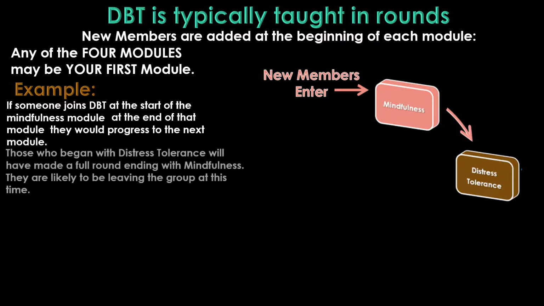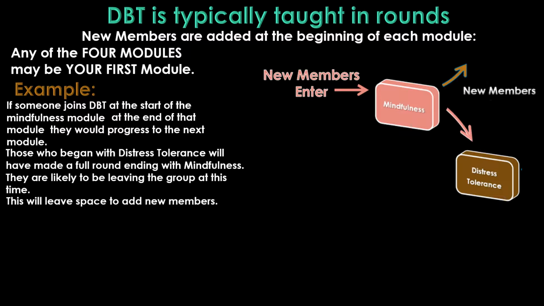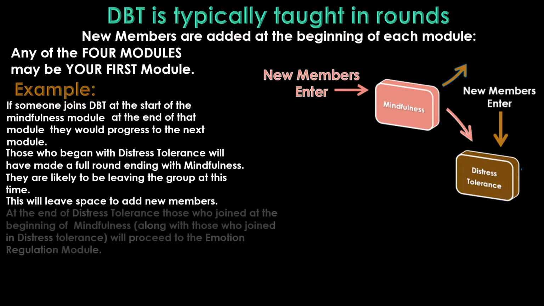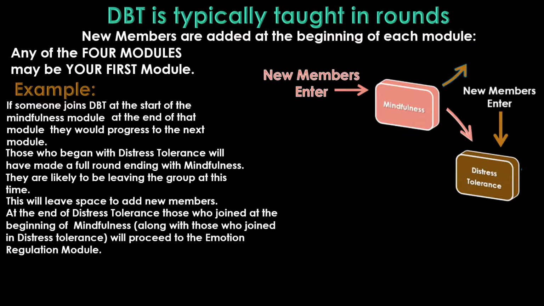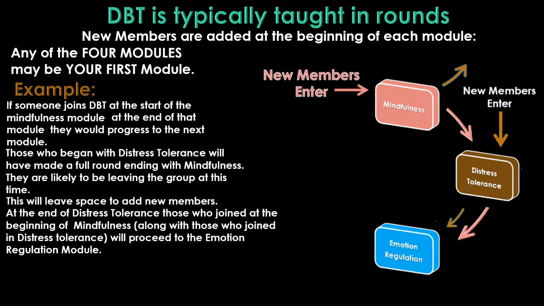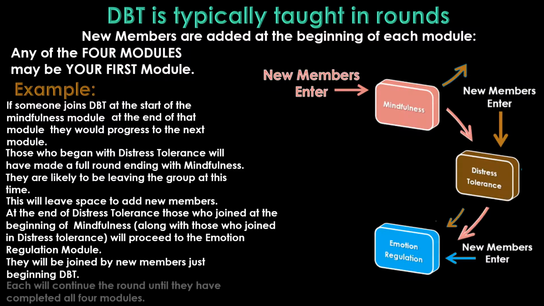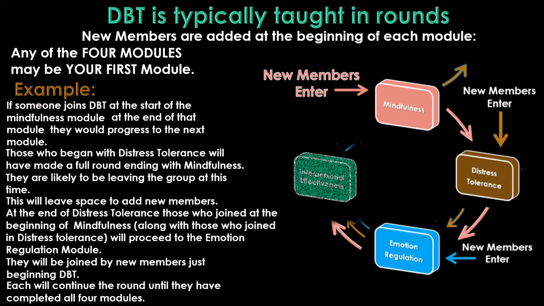Those who began with distress tolerance will have made a full round, ending with mindfulness. They are likely to be leaving the group at this time. This will leave space to add new members. At the end of distress tolerance, those who joined at the beginning of mindfulness, along with those who joined in distress tolerance, will proceed to the emotion regulation module. They will be joined by new members just beginning DBT. Each will continue the round until they have completed all four modules.